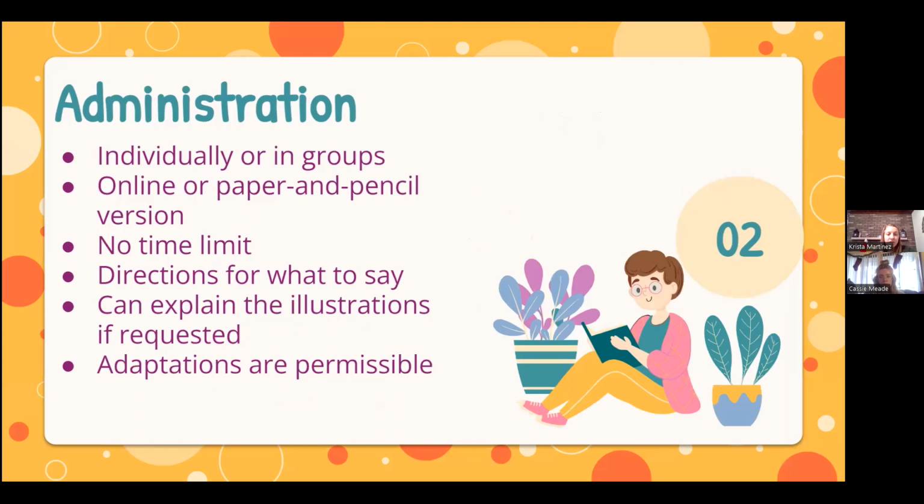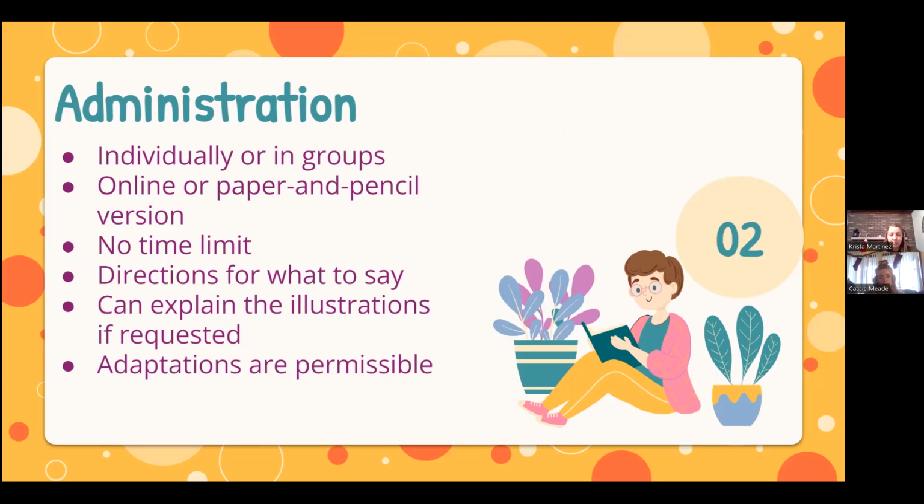So then for administration, it can be administered individually, on a one-on-one basis, or in groups. One thing to keep in mind when administering to groups is that you should have enough administrators to answer user questions, and each user needs an online profile. There is no time limit with this assessment. However, it does take 15 to 30 minutes. And then in the user manual, there are specific directions for what to say when administering.